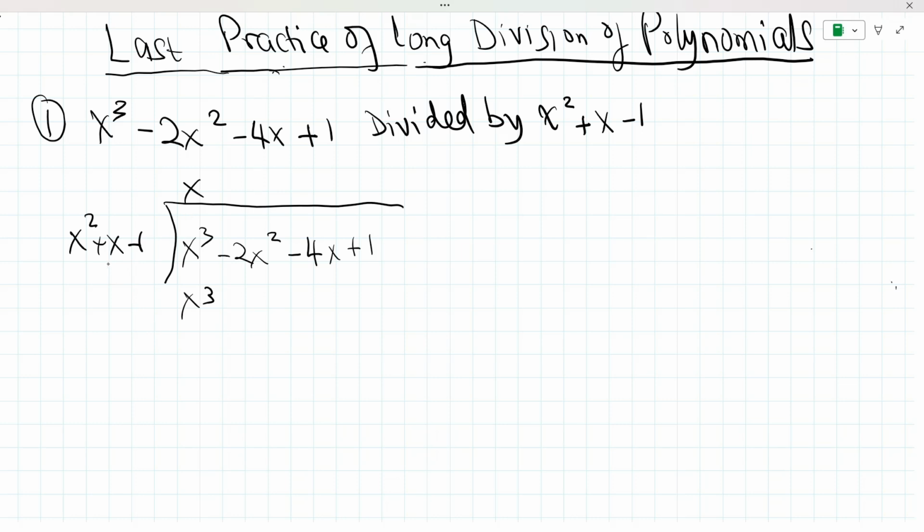Now, next, we multiply x by x, which will give us x squared. X squared, it will be positive. And then lastly, x times negative 1 will give us minus x. So then we move on to subtract our new expression from the first one. X cubed minus x cubed gives us 0. Then minus 2x squared minus x squared will give us minus 3x squared. And then minus 4x minus minus x will give us minus 3x.